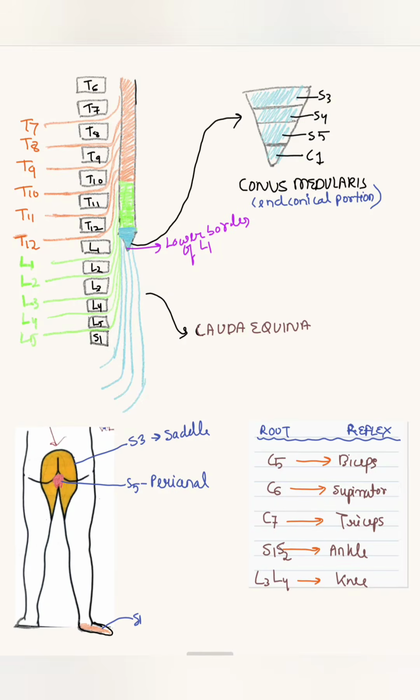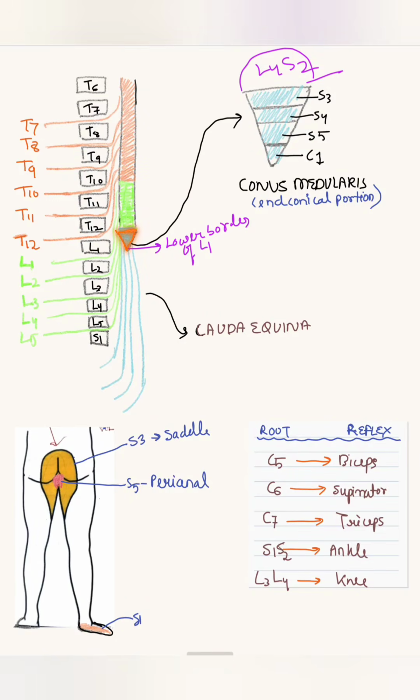This is the lowermost portion of the spinal cord, the conical portion, and it is called the conus medullaris. It contains the spinal segments S3, S4, S5, and C1. Please remember this. The portion above it is called the epiconus, which contains the L4 to S2 segments. This is called the epiconus.